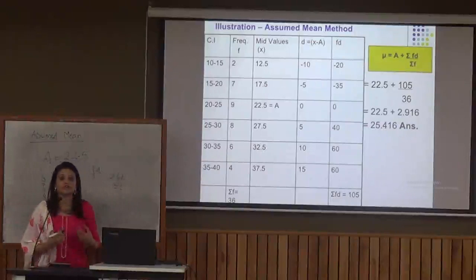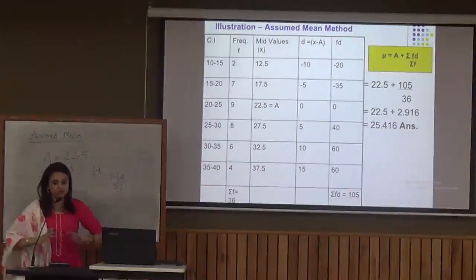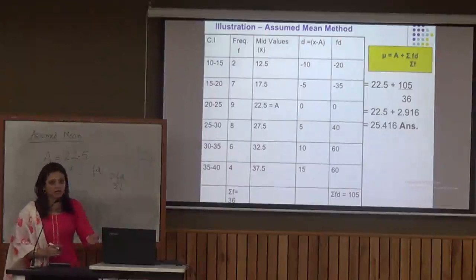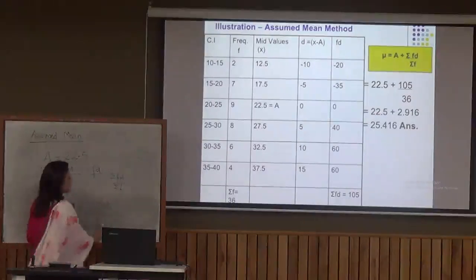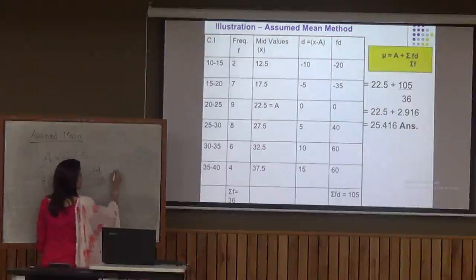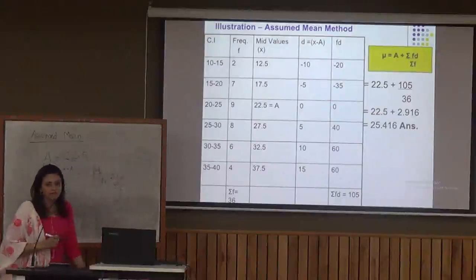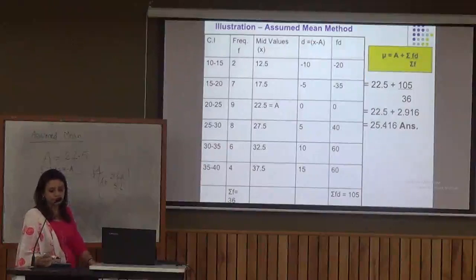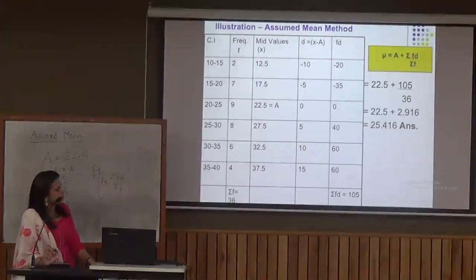Now, don't you think it's a deviation from the usual formula? Yes, absolutely. So to counter that deviation in the formula, because we subtracted a first, we're going to add this a to the final answer, and that is a plus summation fd upon summation f. Right? So you add up a, 22.5, to the final formula, which is 105 upon 36, and when you calculate it is 25.416. Now one beauty of this method is that I actually had to do very less calculation on the paper. Most of the calculation was oral, right?